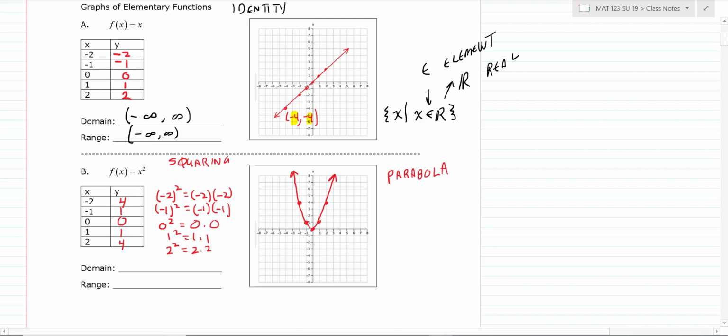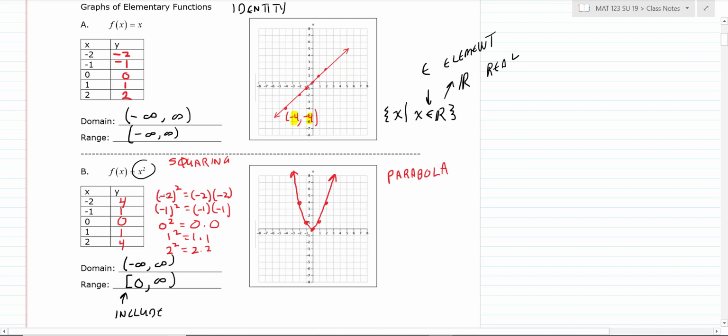Okay, the domain on this, again, is all real numbers. So x can be anything. You can square any number. There's not any number that you can think of that you're not allowed to multiply by itself twice. And then the range on this is a little bit different. The lowest value of y is 0 and then it gets bigger. So we would say bracket 0, infinity for the range, because again, we're including the 0 on that.